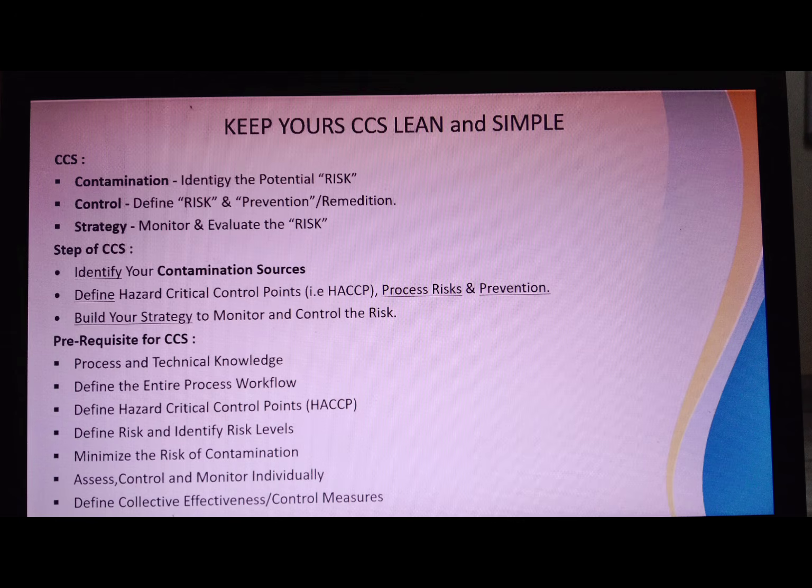CCS: contamination, that is, identify the potential risk. Control, that is, define our risk and prevent, and do a remediation program. Strategy, that is, monitor and evaluate the risk. Steps of CCS: identify your contamination source, define hazard critical control points, that is HACCP, process risk and its prevention. Build your strategy to monitor and control the risk.